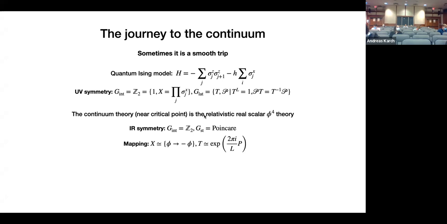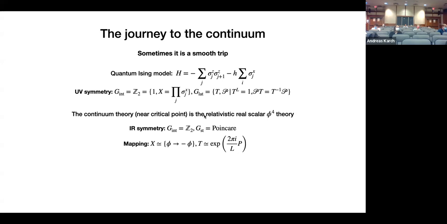So what's the continuum theory? At least near the critical point, we know that this model has a critical point. Near the critical point, we can describe this model by a relativistic real scalar phi-to-the-fourth theory. In 1D, the critical point would be the Ising CFT. You can deform the CFT to reach the other phases. In general, it's a real scalar phi to the fourth. And the symmetries of the continuum theory will again have the Z2 symmetry that takes phi to minus phi.